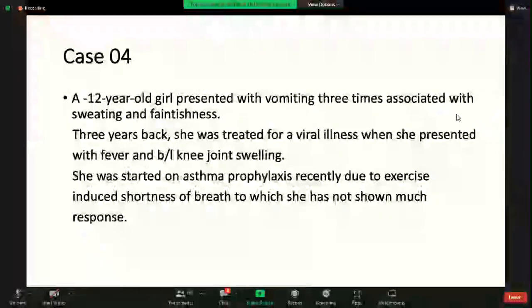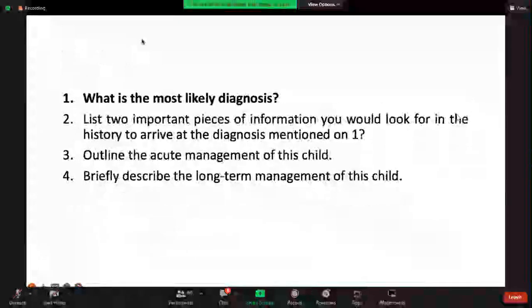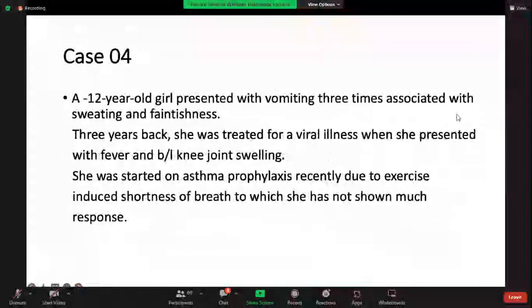Yes. So who's going to discuss this case? Okay. So we have finished our respiratory cases. So we are moving on to the next. So who wants to discuss this one?